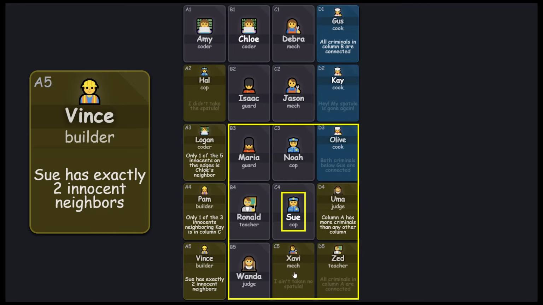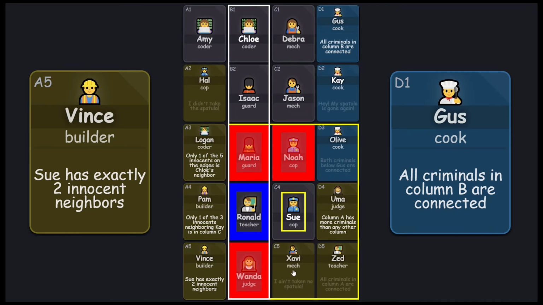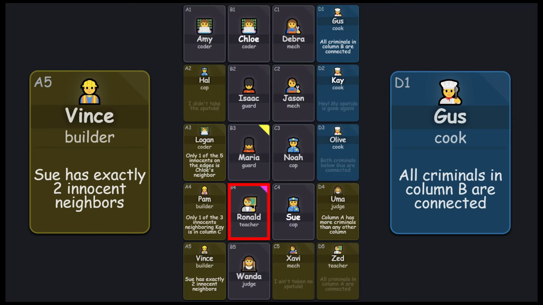Sue has exactly 2 innocent neighbors. If Ronald was innocent, then everyone else neighboring Sue would be a criminal. But now we have disconnected criminals in column B, so that can't be the case. Mark Ronald as a criminal.